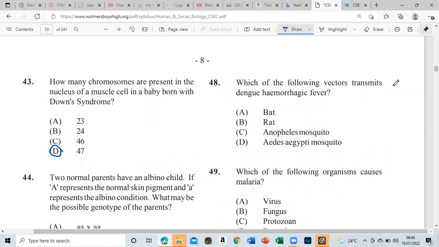48. Which of the following vectors transmit dengue hemorrhagic fever? Is it the bat, the rat, the Anopheles mosquito, or the Aedes aegypti mosquito? I knew it. The Aedes aegypti mosquito. So 48 is D.